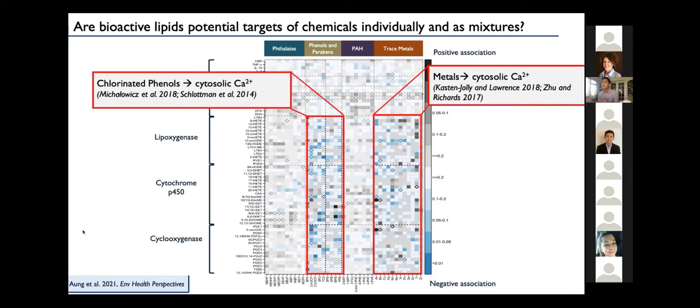But the fact that there is evidence of different molecular targets of these different chemical classes underscores that there is potential for nuances in both directions and magnitudes of associations across the different chemical classes.